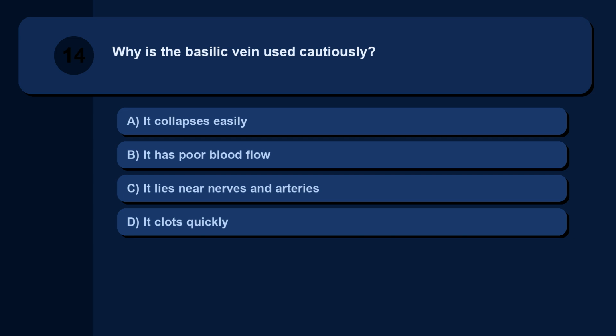The basilic vein's proximity to major nerves and the brachial artery increases the risk of nerve damage or arterial puncture if accessed improperly.